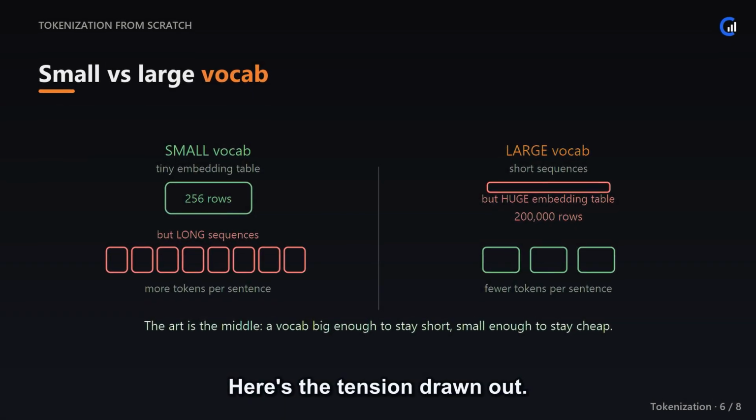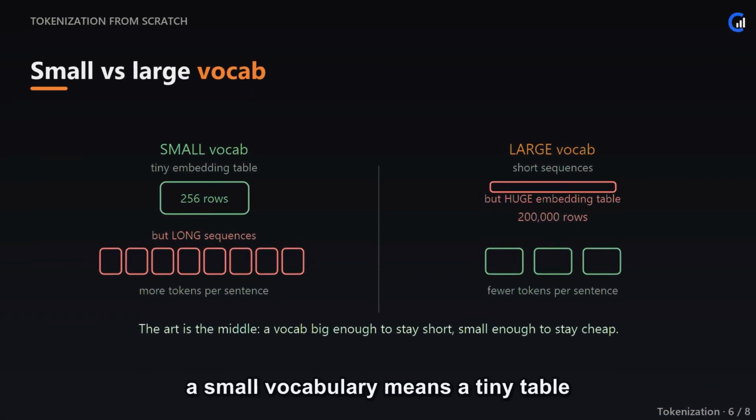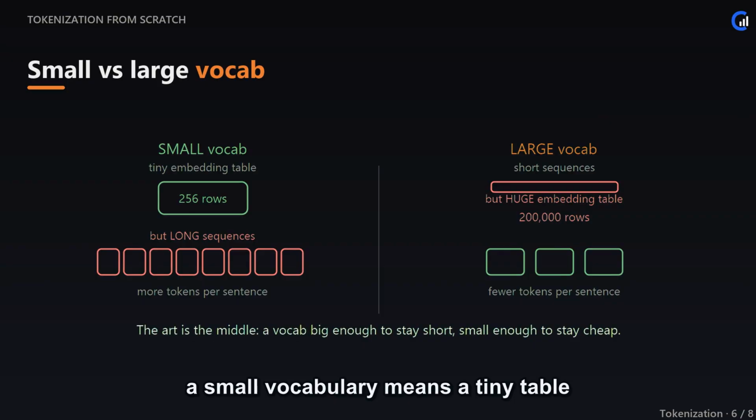Here's the tension drawn out. On the left, a small vocabulary means a tiny table but many tokens per sentence. On the right, a large vocabulary shortens the sequence but the table grows enormous. Neither extreme is good. The sweet spot is a vocabulary big enough to keep sequences short, yet small enough to keep the table affordable and well-trained.